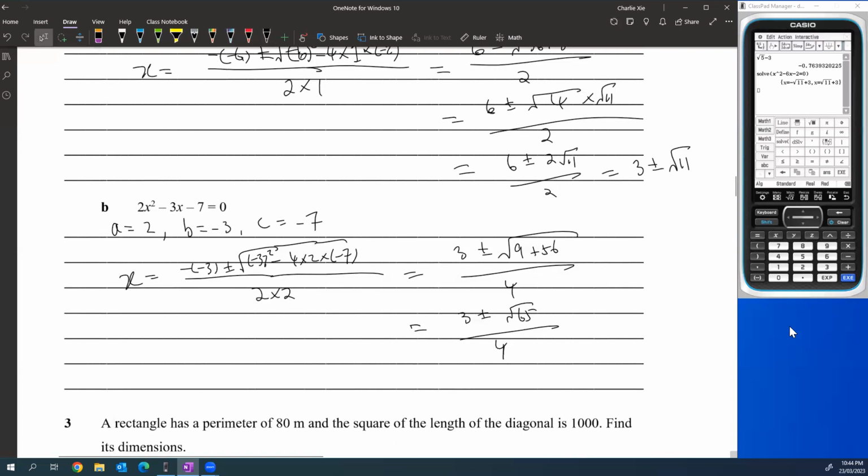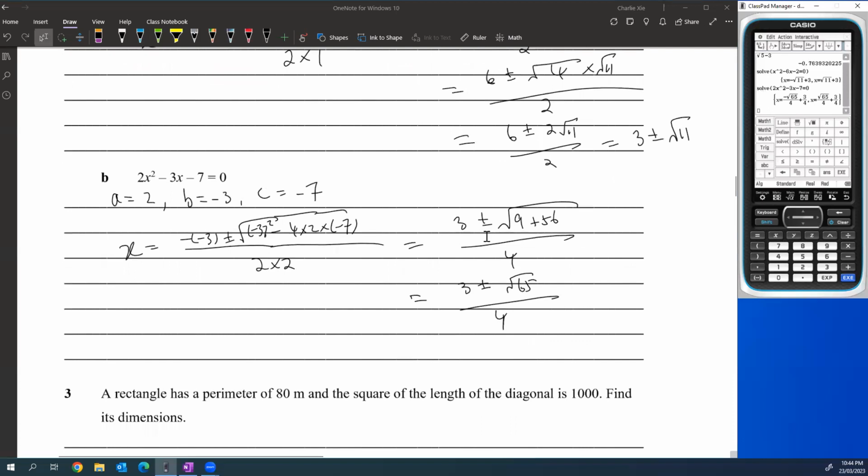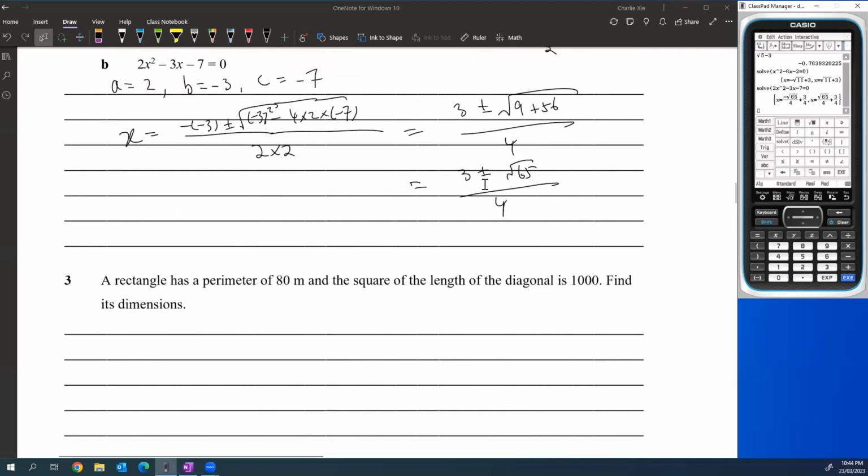All right, let's check your answer quickly. So solve 2x squared minus 3x minus 7 equals 0. Yeah, that's right. So if you separate this into two fractions, that would be the same as the answers in the calculator.